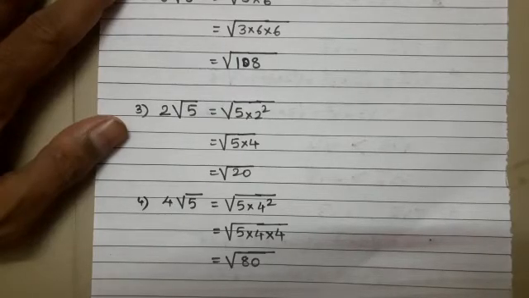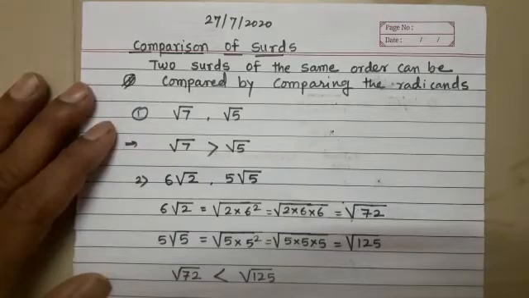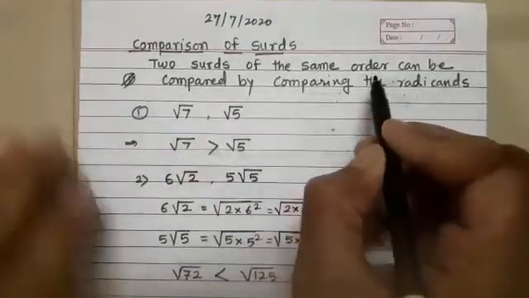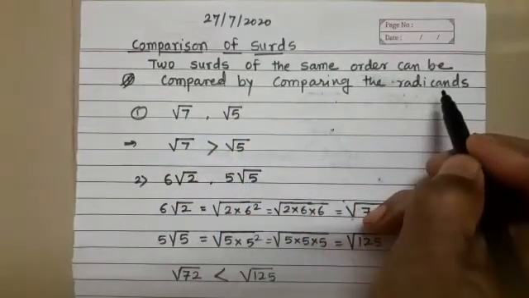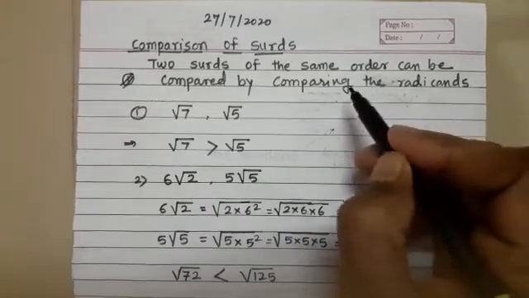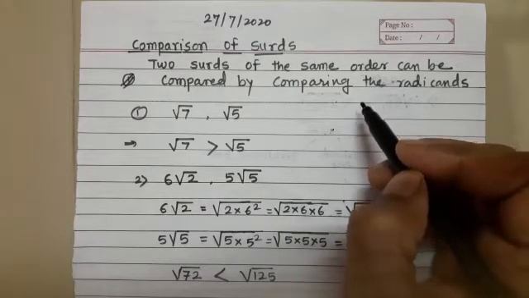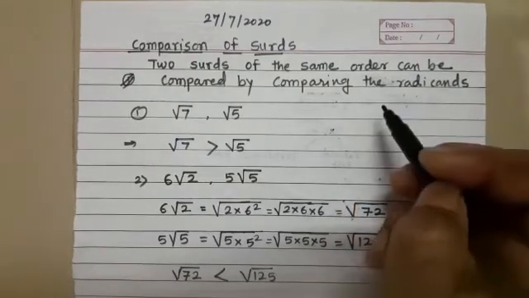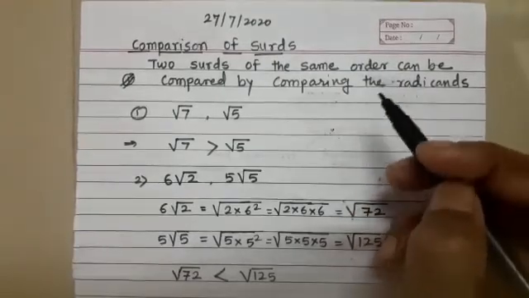And our next topic is comparison of surds. Two surds of the same order can be compared by comparing the radicands. That means comparison is based on what rules? First of all, check the order of the surd. Then whose radicand is more, that surd is greater.